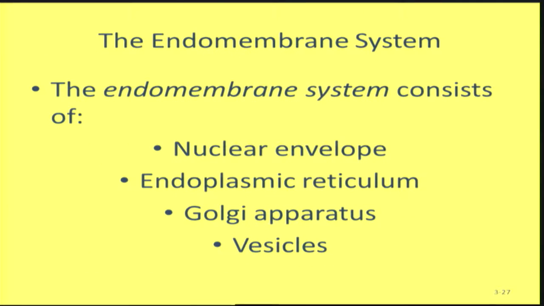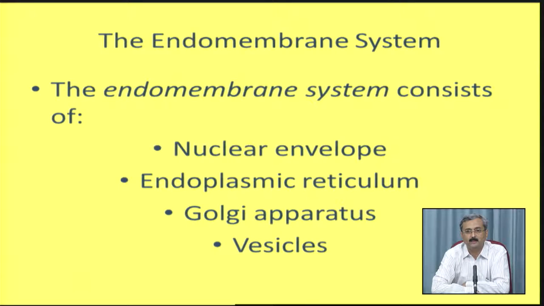So when we are talking about the endomembrane system, the endomembrane system consists of the nuclear envelope, endoplasmic reticulum, Golgi apparatus, and the vesicles.